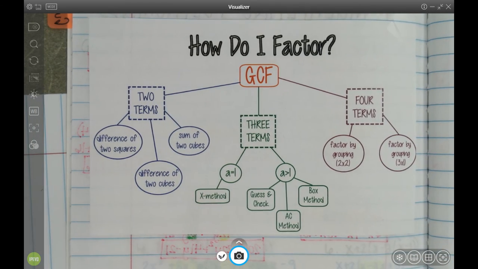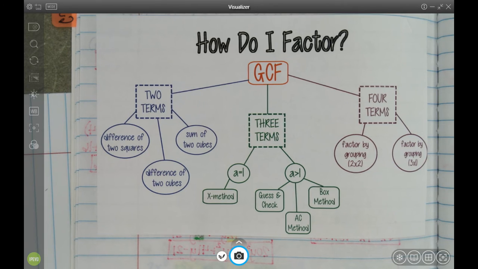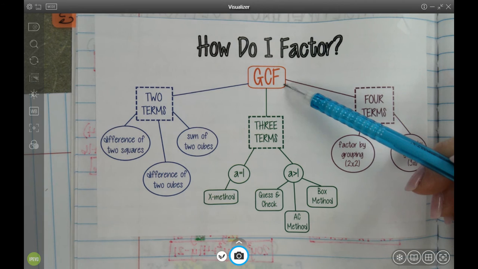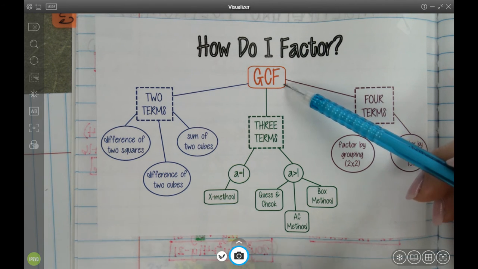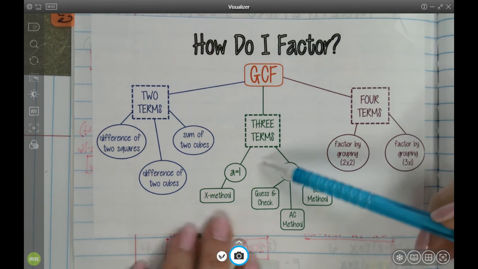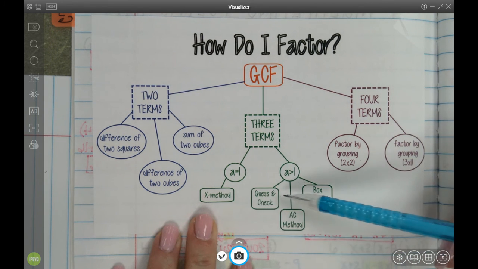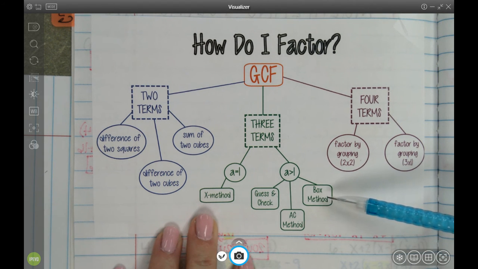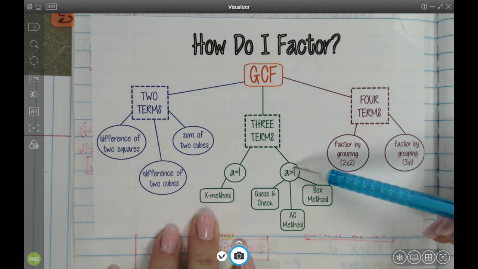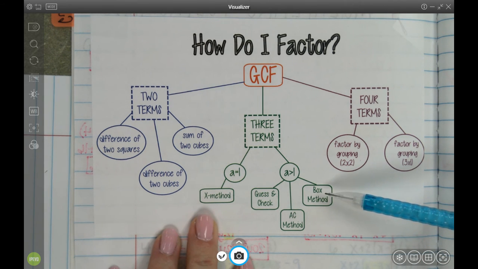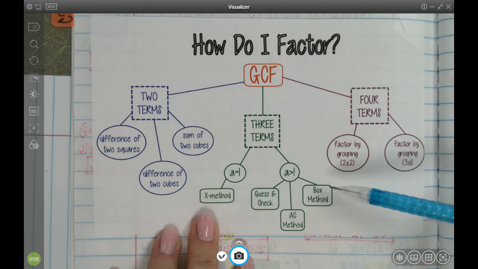Okay, so far in the past 2 weeks of school, you've learned how to factor by GCF. You learned how to factor by grouping 2 and 2. You've learned how to factor with the X method, guess and check, AC method. I didn't show you the box method because I don't like the box method, but if you still struggle with these that you could normally use guess and check or AC, come see me later and I'll show you the box method. I really am not a fan, but whatever.